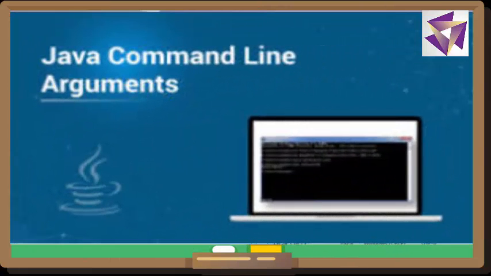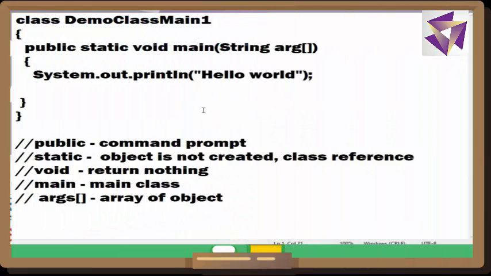Fine, I have saved the file name with main1. Now here I am writing system.out.println. So I'll write here first argument equal to double quotes. Now here you will use plus for concatenation, and I'll write arg of 0.